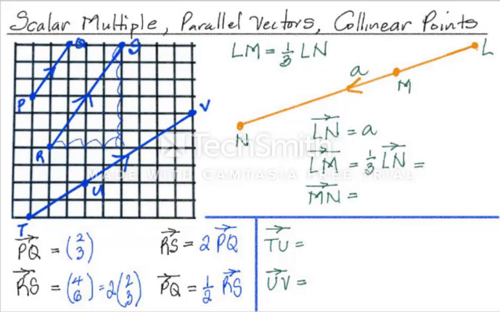So what we can say is that PQ and RS are scalar multiples of the same base vectors. Now, when two vectors are scalar multiples of the same base vector, we say that those two vectors are parallel. So the vector PQ and the vector RS are parallel.